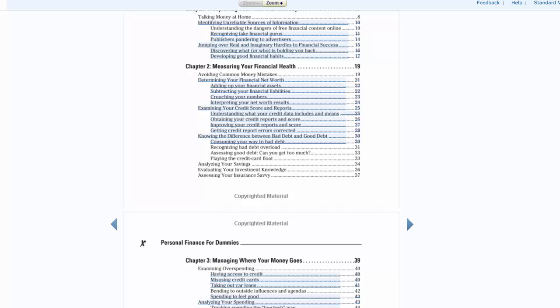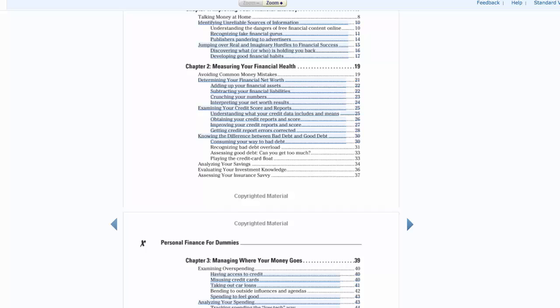So, measuring your financial health. Avoid common money mistakes. Determine your financial net worth. And then underneath that: adding up your financial assets, adding up your financial liabilities, crunching your numbers, interpreting your net worth results, examining your credit scores and reports.